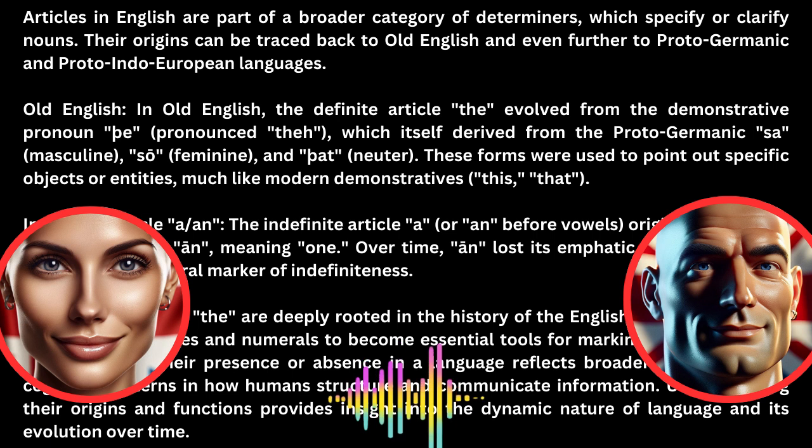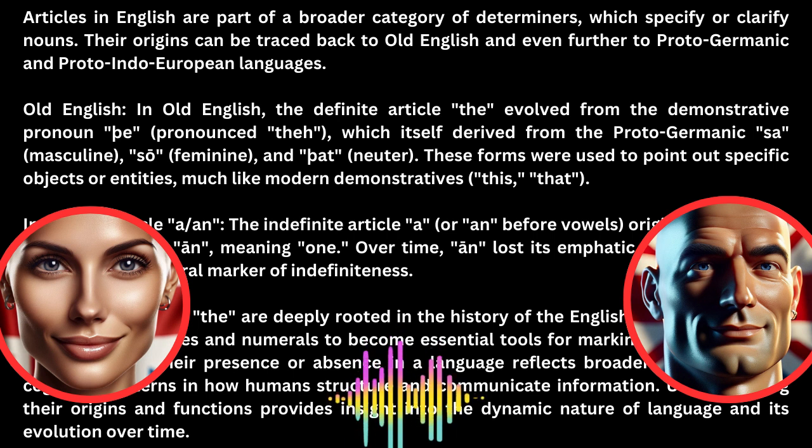And articles went through a similar kind of transformation. Remember how we talked about a coming from the Old English word "an," meaning one? Initially, it had a very clear numerical meaning, but over time, it lost that strong connection to a specific number and evolved into a marker of indefiniteness, a way to signal any member of a category.